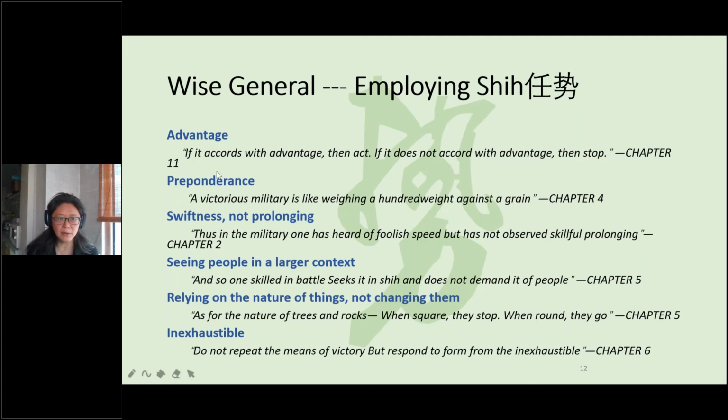Also the first one, advantage. If it accords with advantage, then act. If it doesn't accord with advantage, then stop. 合于利而动，不合于利而止. In Chinese it's quite short. It also links back to what we've just been talking about, the thing about knowing.